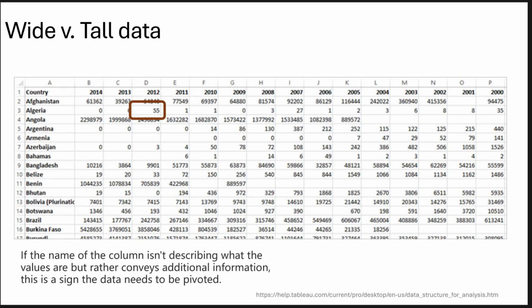Well, 55 what? 55 2012s? Of course not. It's not clear from the column header what this value means, and that's an indication that this data needs to be pivoted. The field header is a year, but the cell value is the number of malaria cases. So we have basically two different descriptors in the same column.